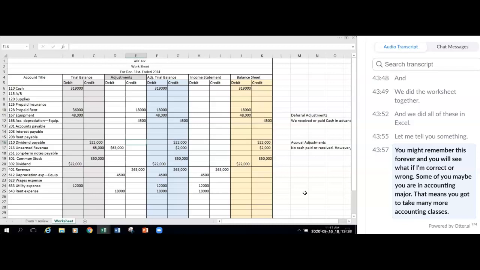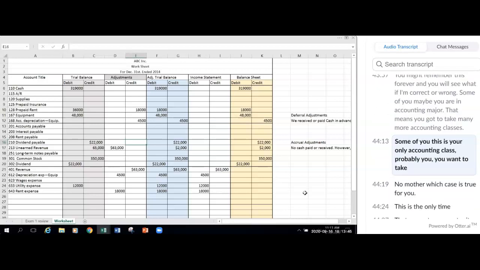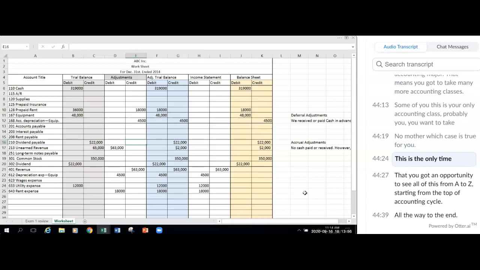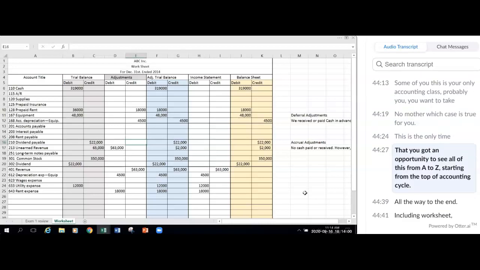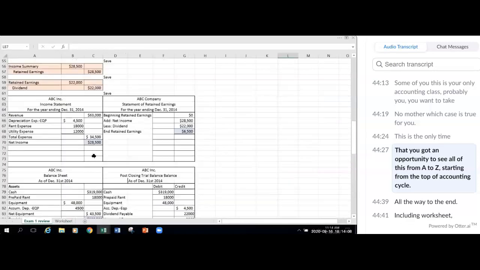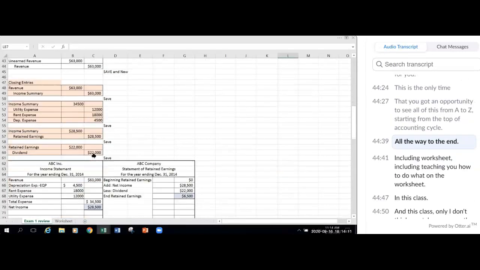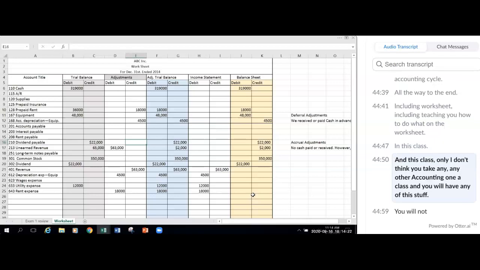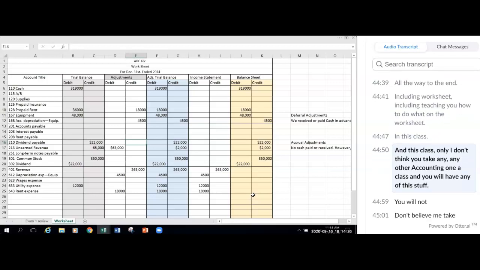Some of you, maybe you are in accounting major. That means you're going to take many more accounting classes. Some of you, this is your only accounting class you probably want to take. No matter which case is true for you, this is the only time that you got an opportunity to see all of this from A to Z, starting from the top of the accounting cycle, all the way to the end, including worksheet, including teaching you how to do work on the worksheet in this class. And this class only. I don't think you take any other accounting class and you will have any of this stuff. You will not.